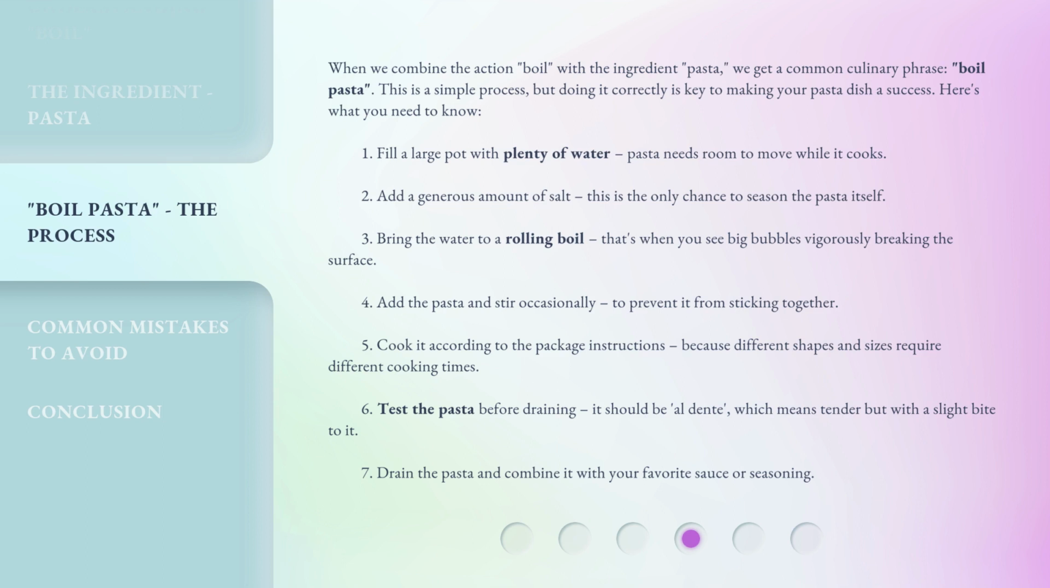4. Add the pasta and stir occasionally, to prevent it from sticking together. 5. Cook it according to the package instructions, because different shapes and sizes require different cooking times. 6. Test the pasta before draining. It should be al dente, which means tender but with a slight bite to it. 7. Drain the pasta and combine it with your favorite sauce or seasoning.